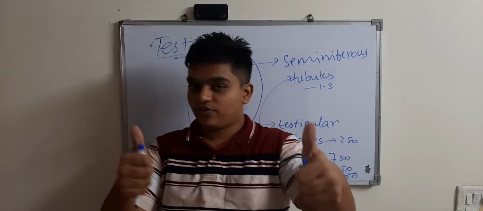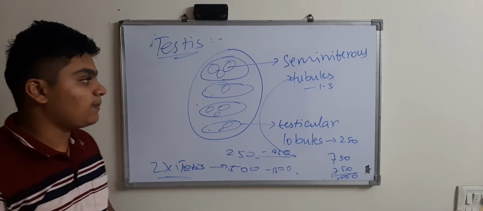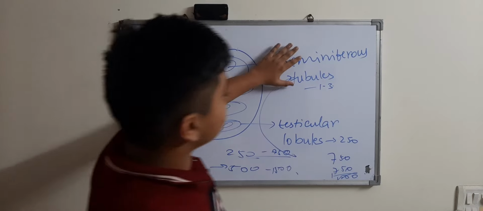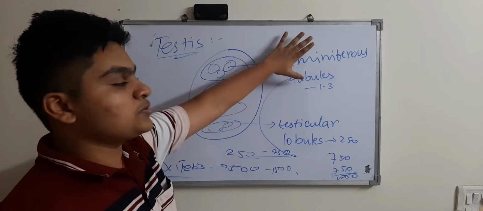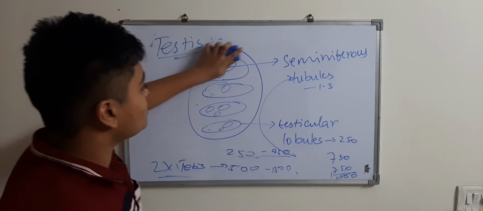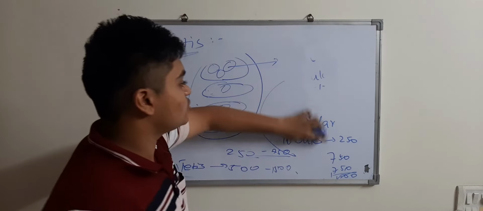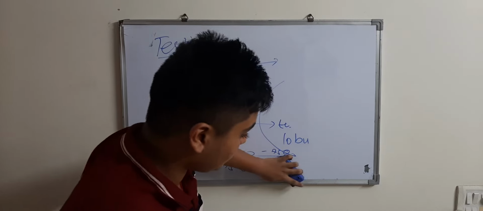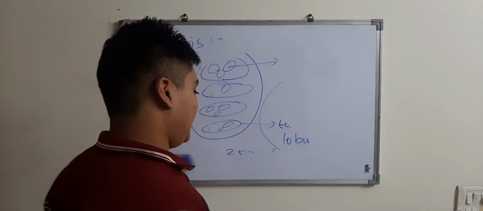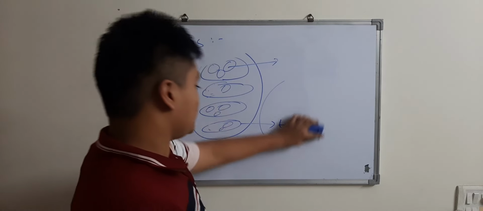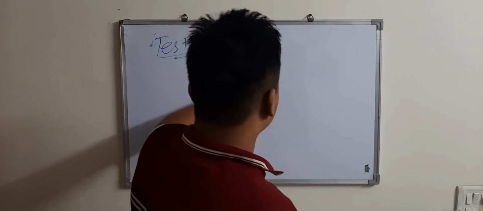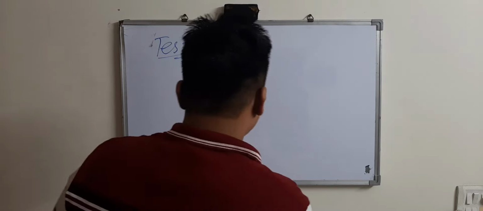Got it? Fine. Now let's see the place exactly where the sperms are produced. This is the house for sperms. Sperms are produced in the seminiferous tubules. Now let's see the structure of seminiferous tubules and what cells are present there. Let's go and examine. No examination will be conducted, we will only examine what is there.